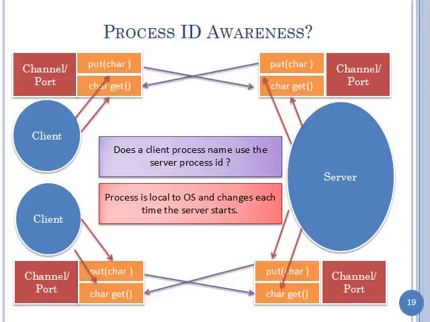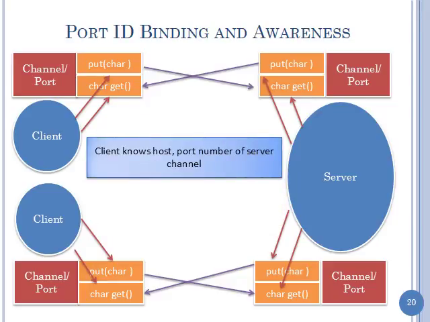Okay, so the process ID is local to the OS and changes each time the server starts. The process ID makes no sense outside. Just like the variable i in my address space makes no sense to some other process, but a file name does. In fact, originally when sockets were created, rather than port numbers, they used file names. You can still do that, by the way. And you can still get sockets from file names. So the client knows the host and port number of the server channel. This is obvious, maybe because we use it, but this is the reason for it.